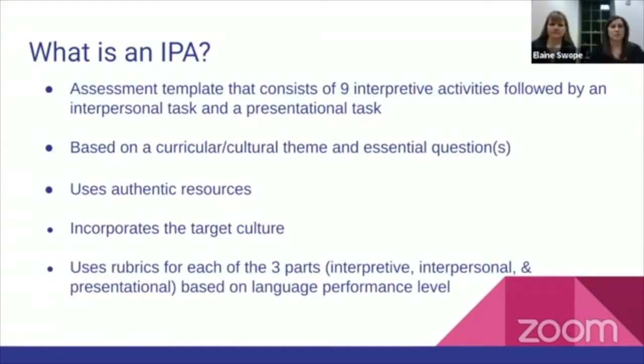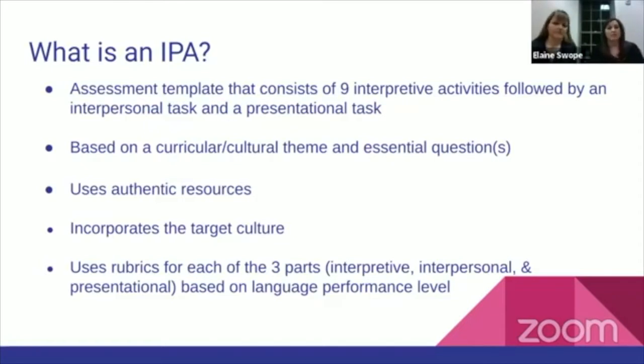Okay, so to go a little bit more in depth, as Melissa said, the assessment consists of a reading or a listening, so that is your interpretive. For that interpretive, you will create the assessment on the ACTFL template that consists of 9 activities, followed by your interpersonal task, which is either speaking or writing, and then your presentational task, which is, again, speaking or writing. It is based off a curricular or cultural theme and essential questions. That theme makes up your unit, and then the essential questions are what you would like your students to be able to do at the end of that unit. Sometimes you might have one essential question, or there could be more.